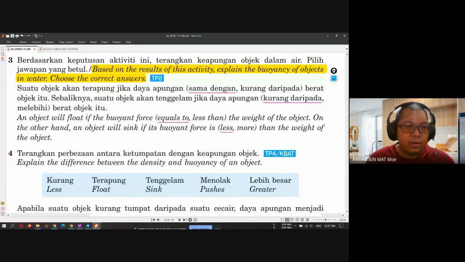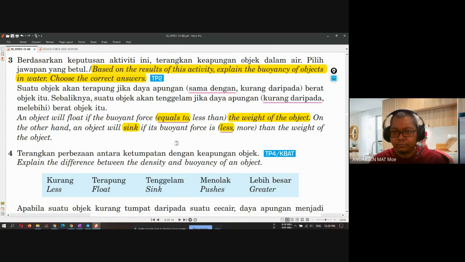An object will float if the buoyant force is equal to the weight of the object. On the other hand, an object will sink if the buoyant force is less than the weight of the object. If the buoyant force is equal to the weight of the object, it will float.